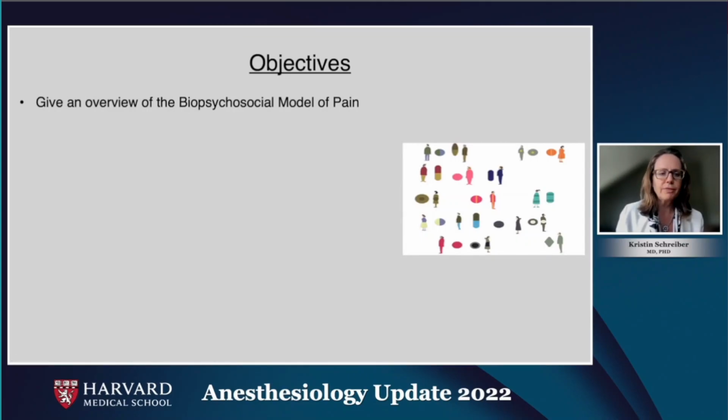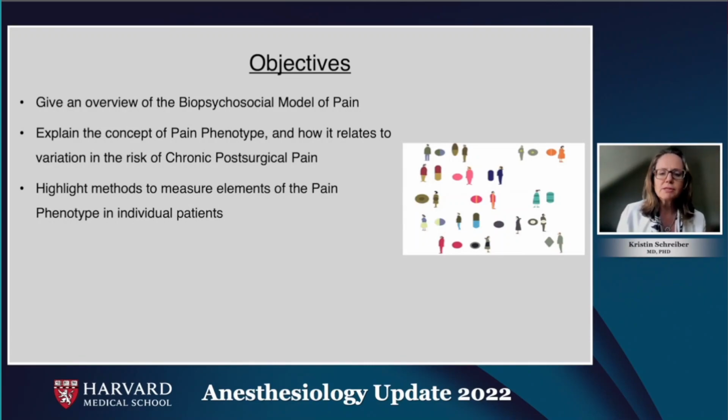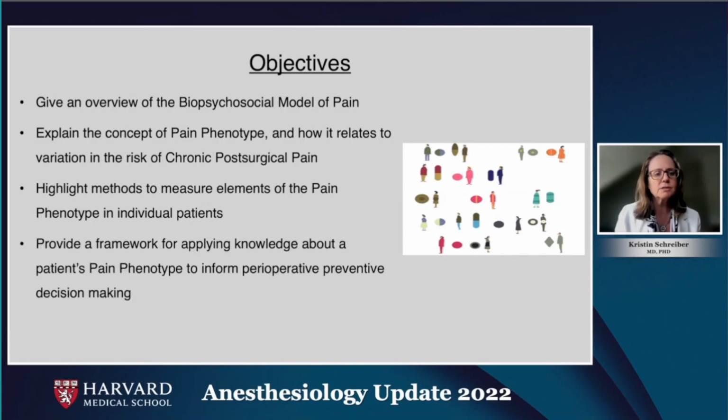So the objectives for my talk today are to give an overview of the biopsychosocial model of pain, what that is, to explain the concept of pain phenotype, so not genotype, but actually pain phenotype, and how this may relate to the variation in the risk of chronic post-surgical pain, to highlight some methods to measure elements of the pain phenotype in our individual patients, and lastly, to provide then a framework for applying this knowledge about the pain phenotype to inform perioperative preventive decision-making.